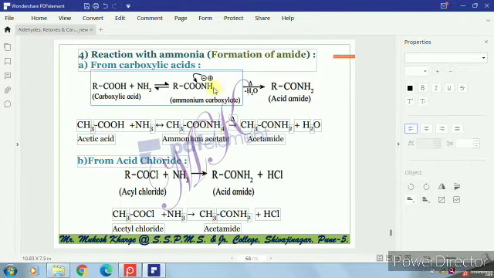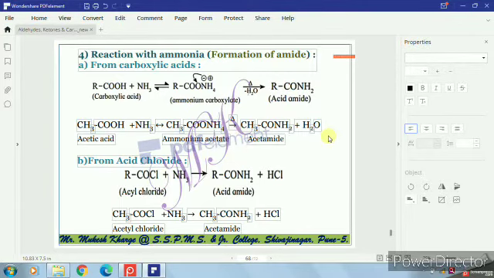And if it loses water, two hydrogen from NH4 plus and one oxygen from the RCOO minus group, so we get minus H2O, RCONH2. That compound contains the CONH2 functional group, so it is amide in nature. For example, acetic acid reacts with ammonia, it gives ammonium acetate plus CH3CONH2, name is acetamide, plus water.